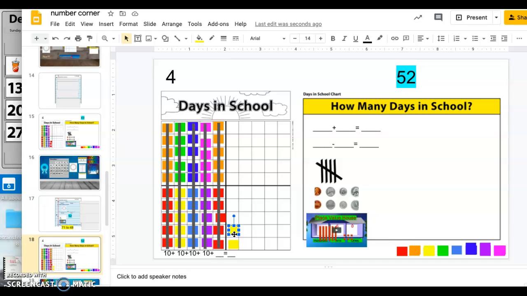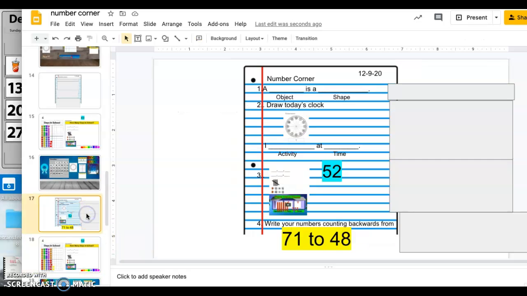You are going to represent the number 52 with an addition equation, subtraction equation, tally marks, coins that have a value of 52 cents, and the 10 sticks and 1 blocks. Press pause if you need more time.